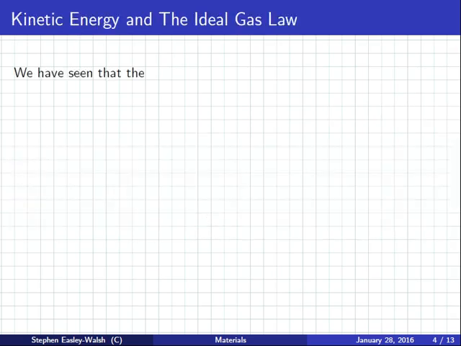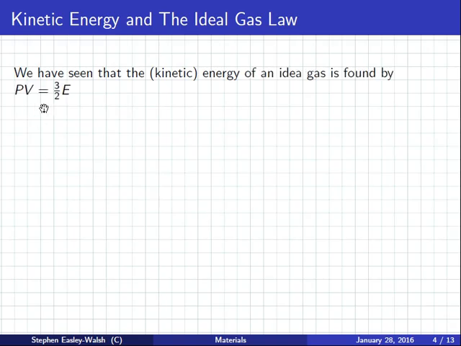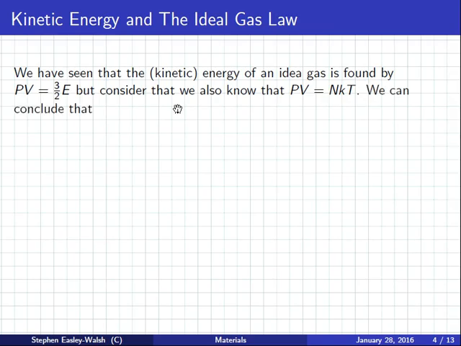Okay. So we have seen that the kinetic energy is found by using this formula. Remember this? PV equals 3 over 2E. But consider that we also know PV equals NKT. What's this one called? Ideal gas law. So because there's a PV here and a PV here, we can make them equal, right? So what can we say next? NKT equals 3 over 2E. Makes sense?